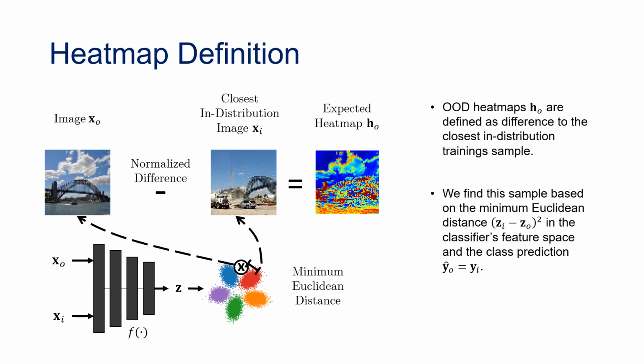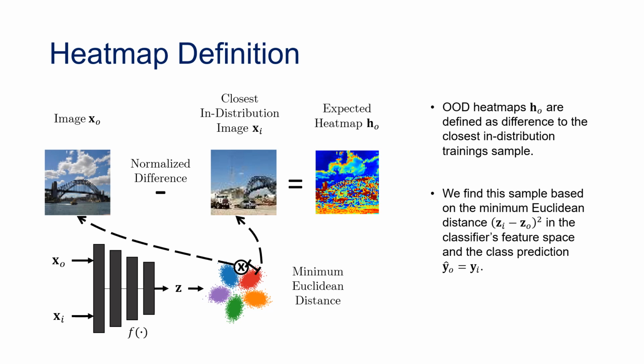So the first step is to define the heat maps. For in-distribution training data, the heat map is defined as a zero-response heat map. For out-of-distribution samples, we want a responsive heat map. Therefore, we define the heat map as the normalized difference from the image to the closest in-distribution training image. The closest in-distribution training image is searched for in the feature space of the classifier.